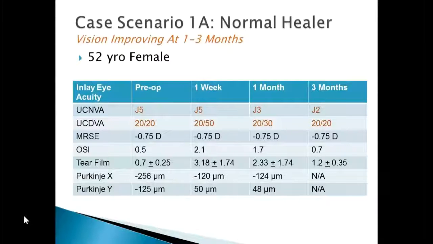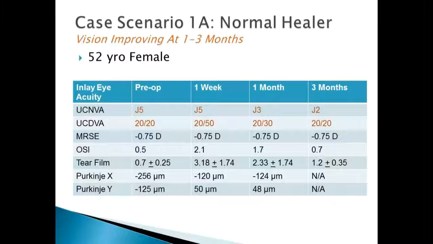But you can see that the distance vision is not where you want it to be. It's 20/50 at the 1 week mark. It's J5 with the reading. And you look at the optical scatter, you can see it's a little bit on the high side, not horrible, but a little bit high. And you can see all those fluctuations on the tear film. So you want to look at all this data.